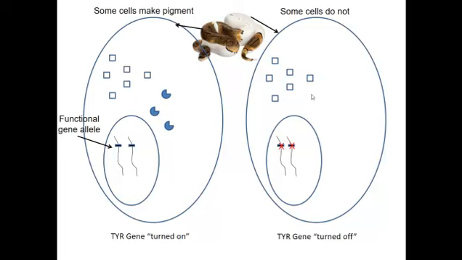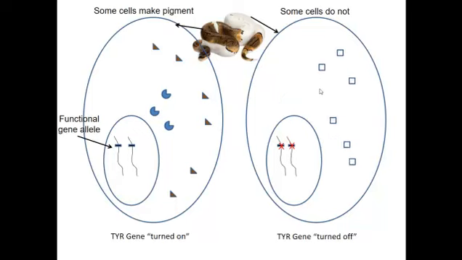I think we've talked about genes being turned on and genes being turned off. So in this situation, in this cell, the tyrosinase gene is turned on, which means the tyrosinase enzymes are being made and they can make the white molecule turn into a brown melanin pigment. In these cells, the tyrosinase gene is turned off. That means it is not even making any of the tyrosinase enzyme. It's not that it's not functional, it's just not making it at all.